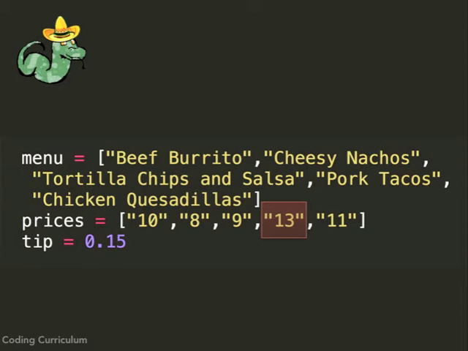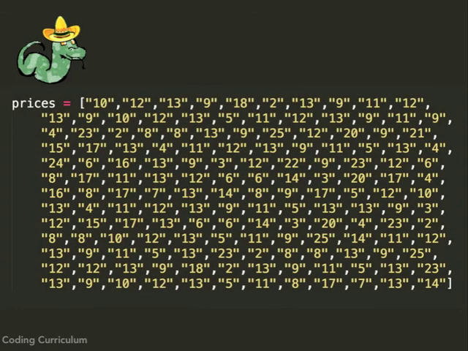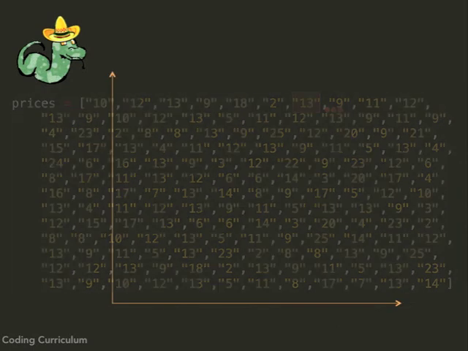But remember that you might be presented with a list with, say, 100 or 1,000 numbers, so it is important to have the program check each price in the list to find the most expensive one. The program should work in terms of menu, prices and tip, regardless of what values they have.